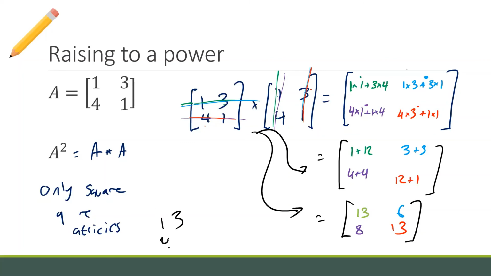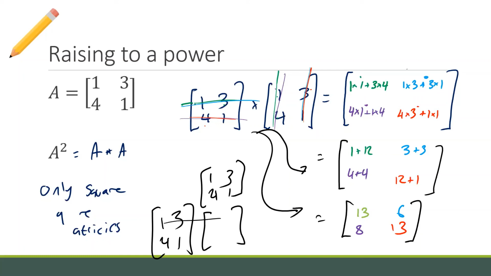You could do 1 3 4 1, 1 3 4 1, and then do it like that. 1 times 1 is 1, 3 times 4 is 12, 1 plus 12 is 13, and then just solve the rest of it as well. Doesn't bother me which way you multiply them. Anyway, ladies and gents, that's everything about multiplying powers and how to multiply matrices in general. I hope that helped. I hope this made sense.